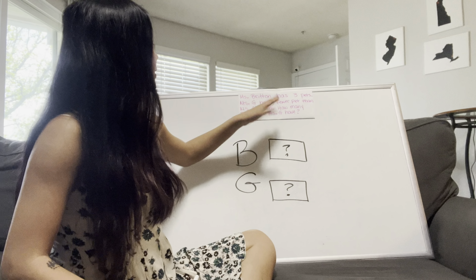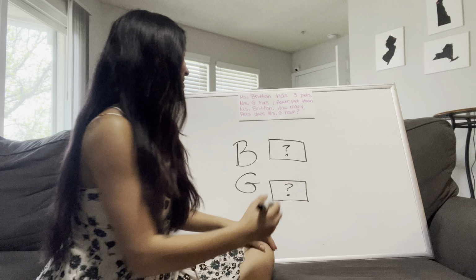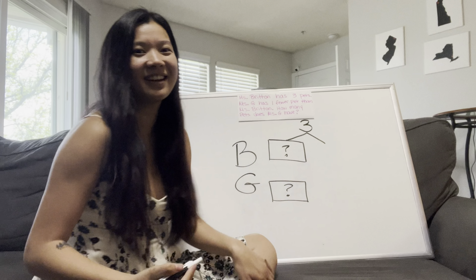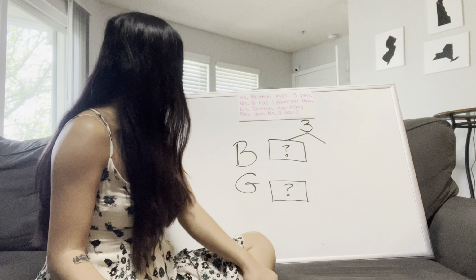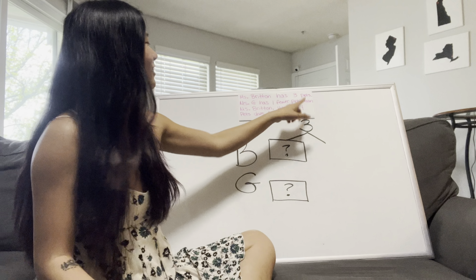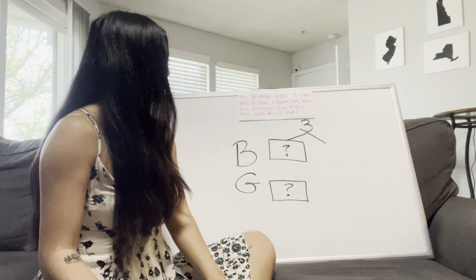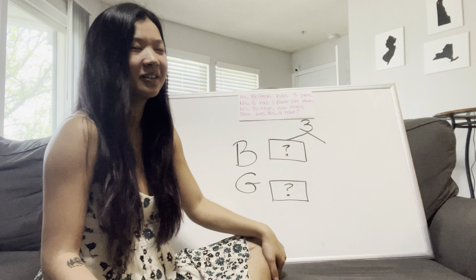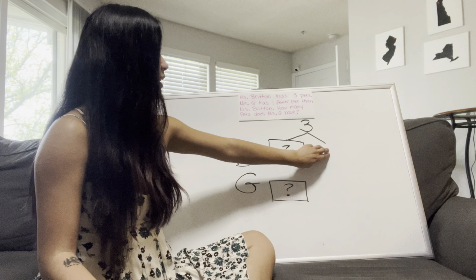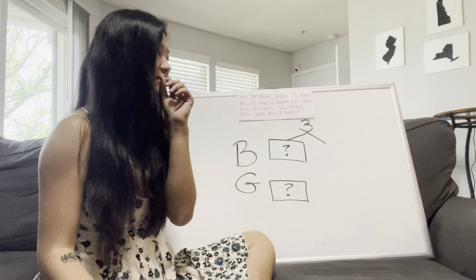They do tell me though that Miss Britton has 3 pets, so I'm going to label the whole for Miss Britton as 3. Miss G has 1 fewer pet than Miss Britton. This is where I have to think about it a little bit. So to finish Miss Britton's tape, I need another part.